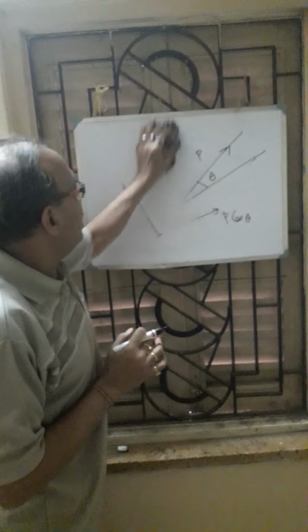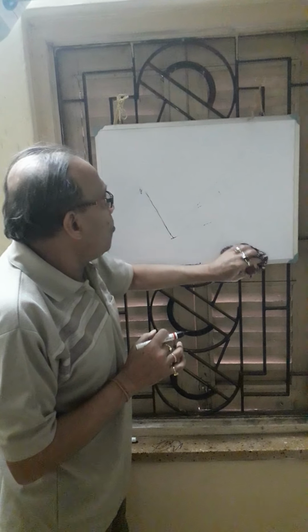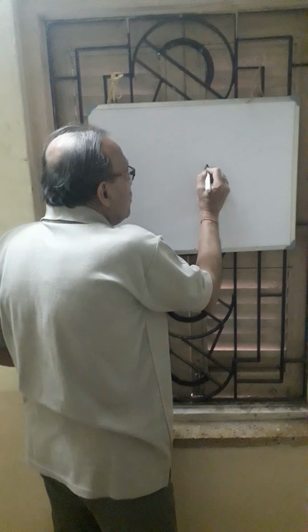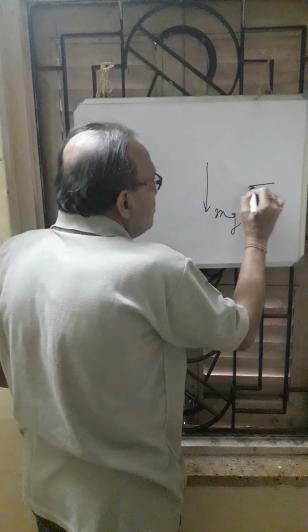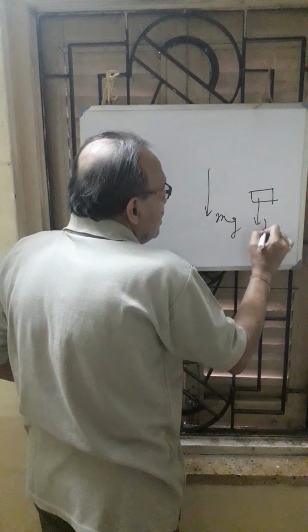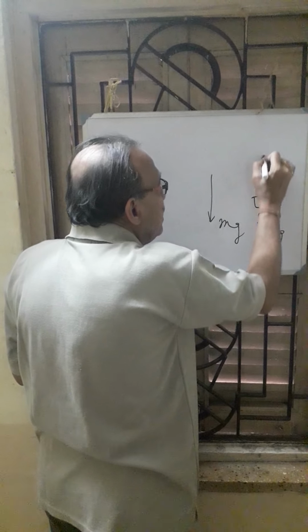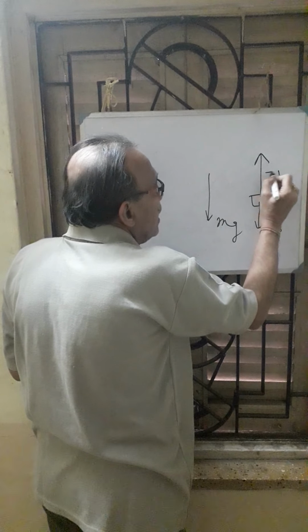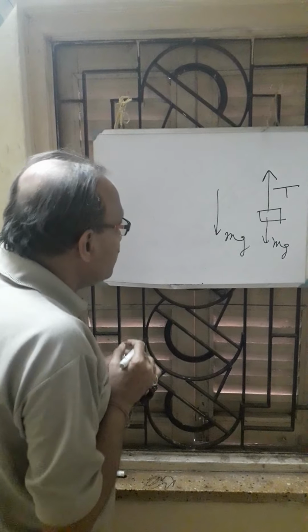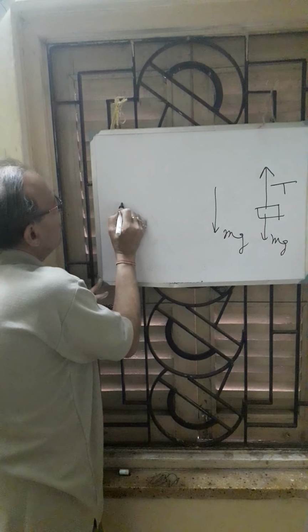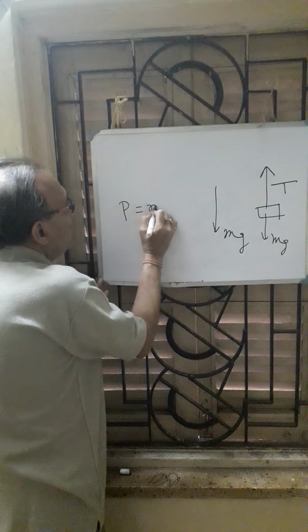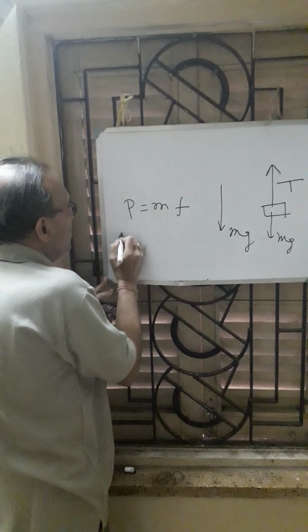Another important thing I must remember, weight acts vertically downward. Third, if there is a weight mg, if there is a string with tension T, then tension acts away from the body. This is also important. Fourth is Newton's second law. I know P equal to mf. I discussed it, my sons and daughters.